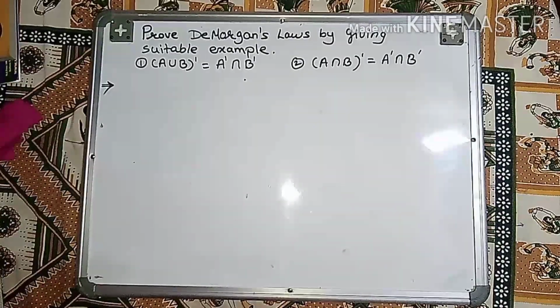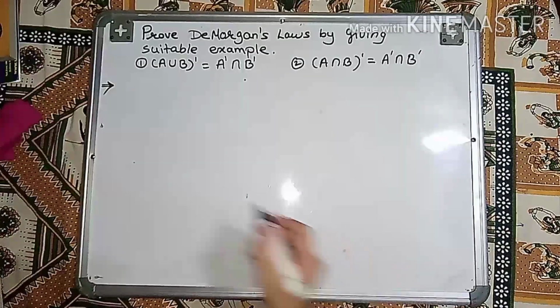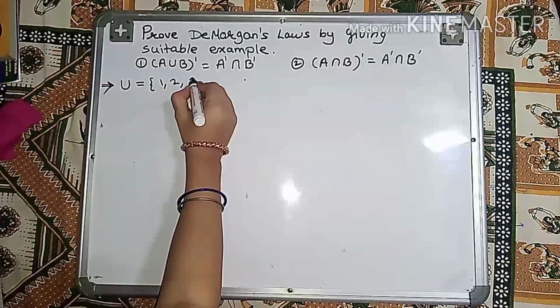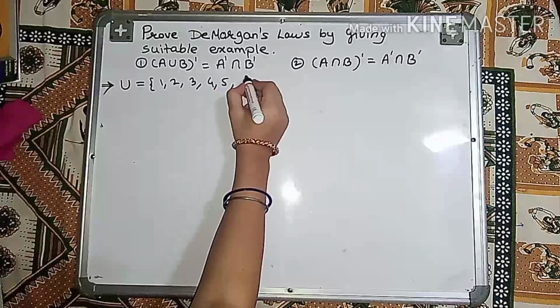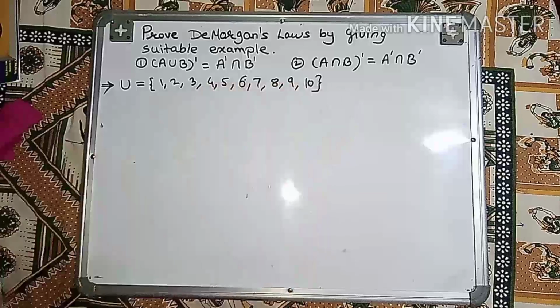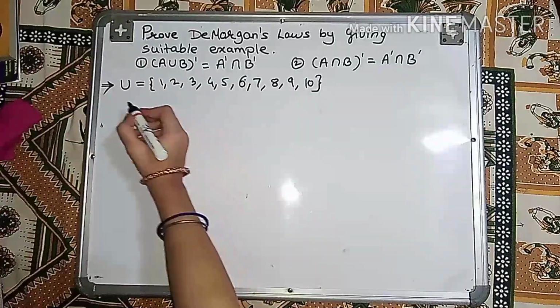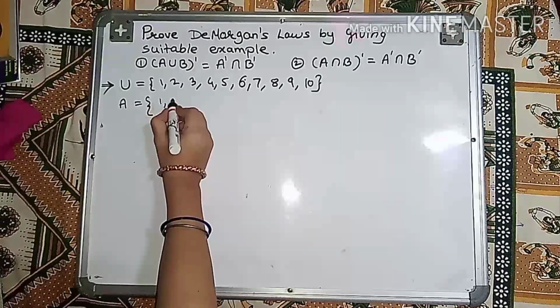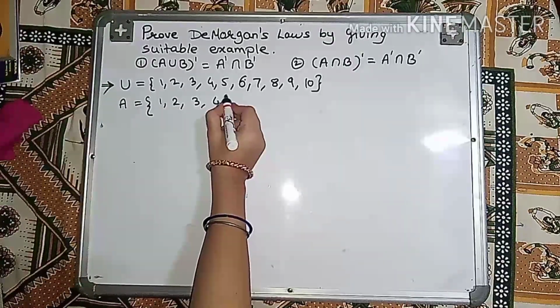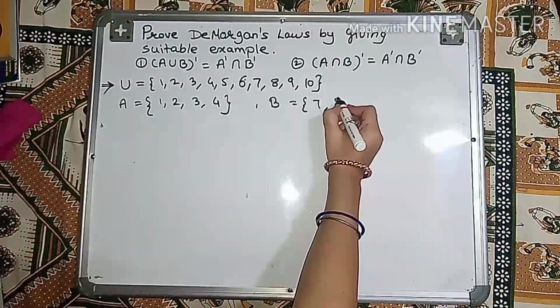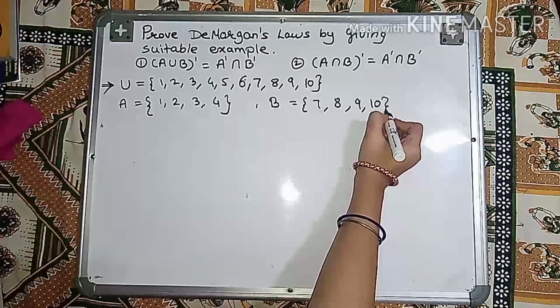So we will take two sets and one universal set. So take universal set U is equal to {1, 2, 3, 4, 5, 6, 7, 8, 9, 10}. And take set A is equal to {1, 2, 3, 4} and set B is equal to {7, 8, 9, 10}.